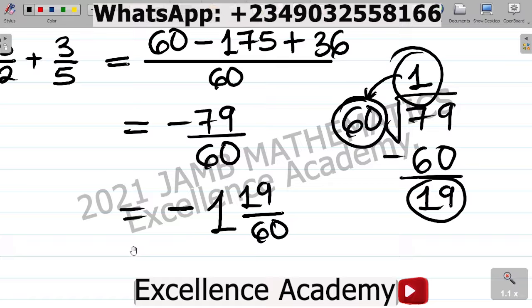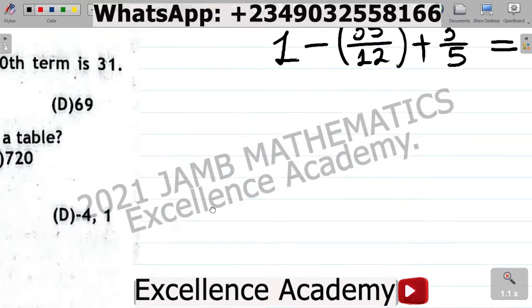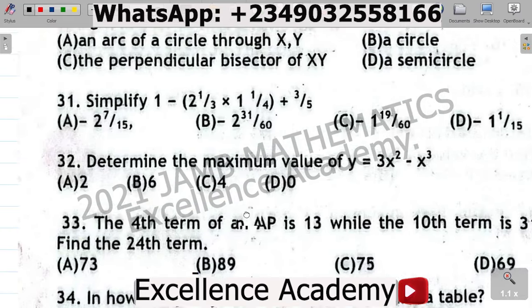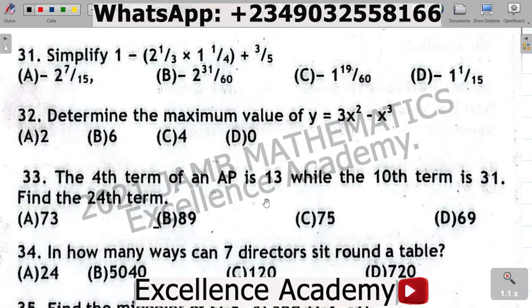So let's see which option is minus one whole number, 19 over 60. That is option C, minus one whole number 19 over 60. So this becomes the correct answer to this question.